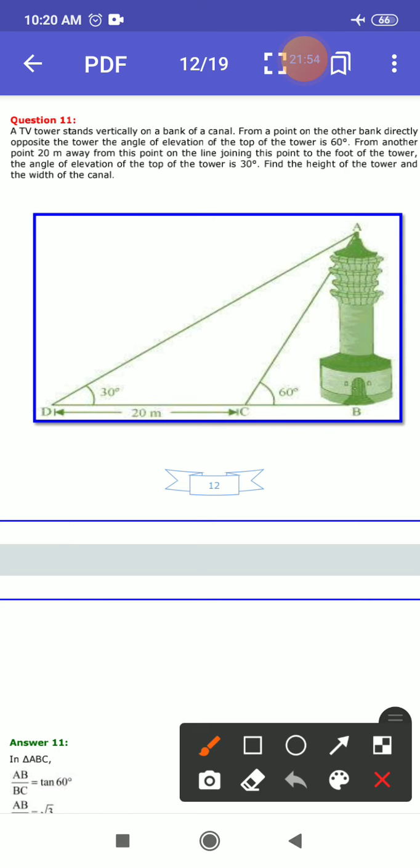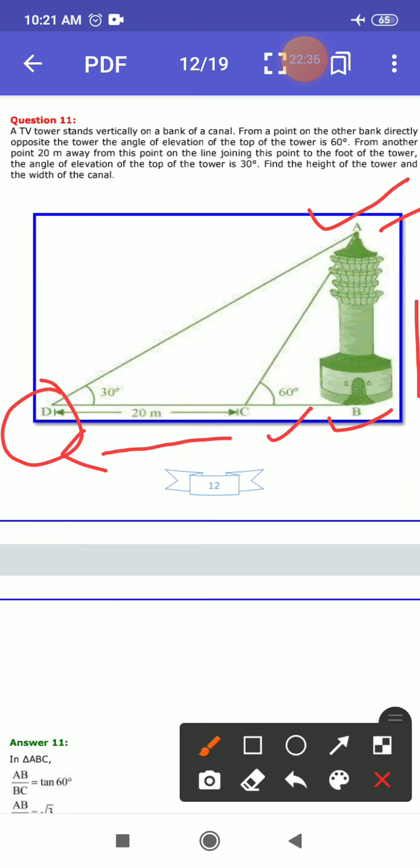a tower, a TV tower. This TV tower stands vertically on the bank of a canal. ये कैनल के एक फॉर्म पर वर्टिकली खड़ा है, ठीक है. From a point on the other bank directly opposite the tower, the angle of elevation of the top of the tower is 60. So here you stand at point C and see the top of the tower. That time the angle created is 60, and when you move 20 meters away from this point, you stay at point D and see the top of the tower. That time the angle created is 30.